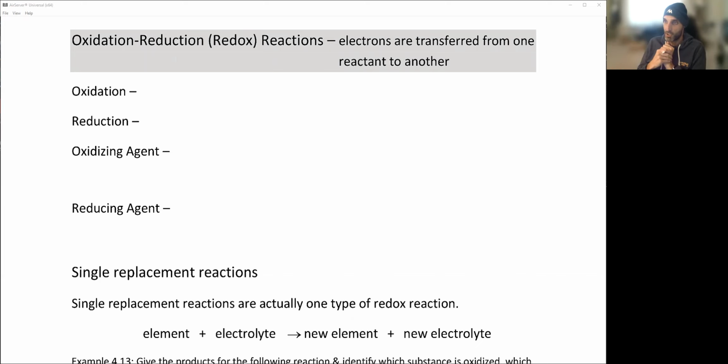So oxidation reduction reactions. These look a little bit different. By the way, metathesis reactions were called double replacement because you take two things and they both switch partners. In oxidation reduction reactions, we're going to see electron transfers from one reactant to another. Those are going to be single replacement reactions where we have just one partner change. So oxidation is the loss of electrons. Anything that is oxidized is going to lose electrons.